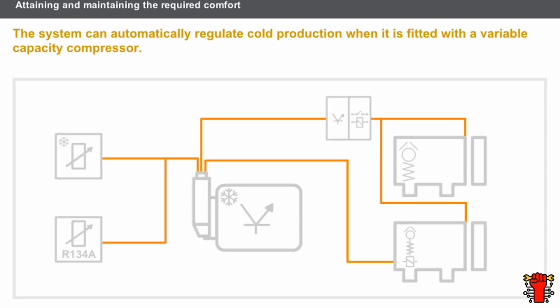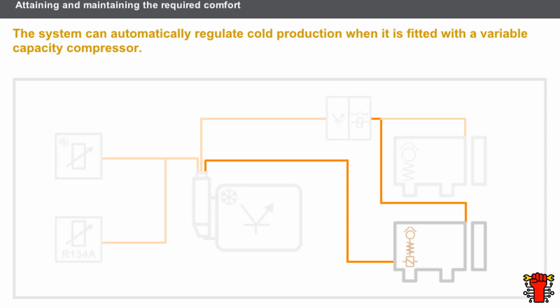We have seen how the compressor starts. Let us now look at how the system controls flow from the compressor to regulate cold production. The system can automatically regulate cold production when it is fitted with a variable capacity compressor. In automatic mode, the system cools the air just enough not to have to heat it. This minimizes the power consumed by the compressor, which reduces the overconsumption of fuel. Let us start with the electrically controlled variable capacity.